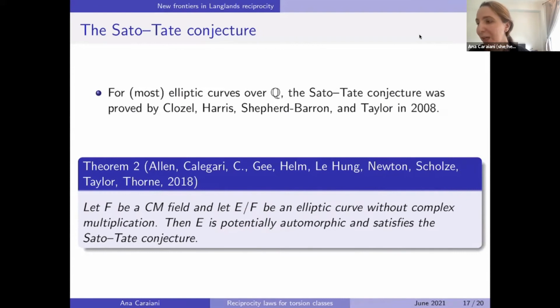Maybe one comment to make is that the potential automorphy of elliptic curves over CM fields was also proved around the same time in work of Boxer, Calegari, Gee, and Pilloni. And since then, there's also work of Allen, Newton, and Thorne that established actual automorphy for certain elliptic curves over imaginary quadratic fields.